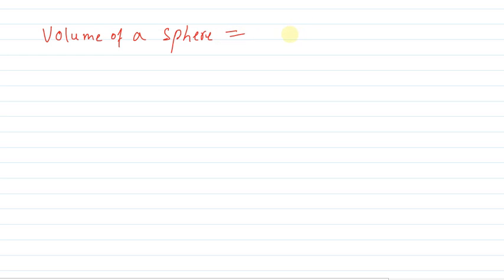Next, in that question, what do we have to find? Volume. Okay. So how to find volume of a sphere? 4 by 3. Great, very good. So you write here, volume of a sphere is equal to, what is the formula? 4 by 3 pi r cube. Okay, so write 4 by 3.